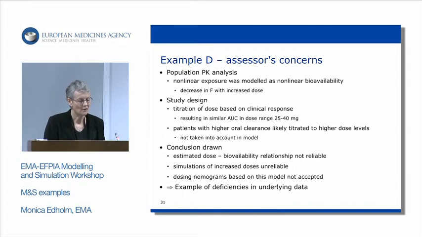So patients with a higher oral clearance were likely titrated to higher dose levels, and this was not taken into account in the model. So the conclusions drawn were that the estimated dose bioavailability relationship was not reliable. Simulations of increased doses were unreliable, dosing nomograms based on this model were not accepted, and this is an example of deficiencies in underlying data. And additional data for evaluating the dose proportionality in a crossover study would have been very helpful here to add additional information on this and solve these uncertainties.